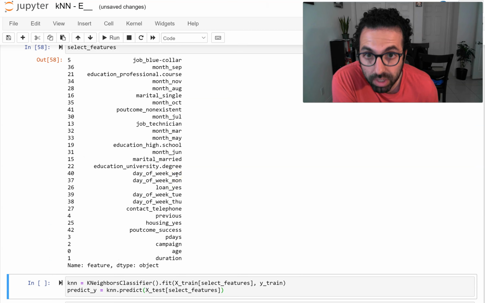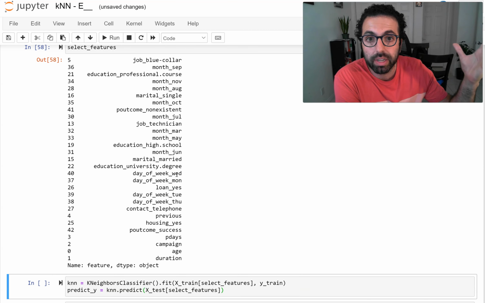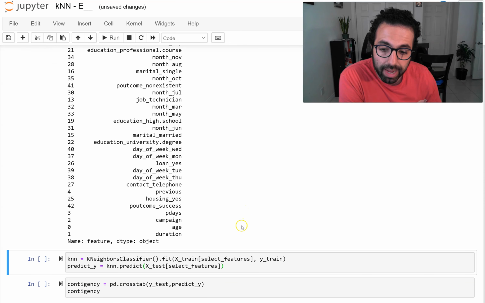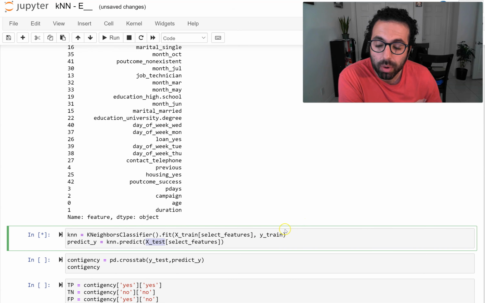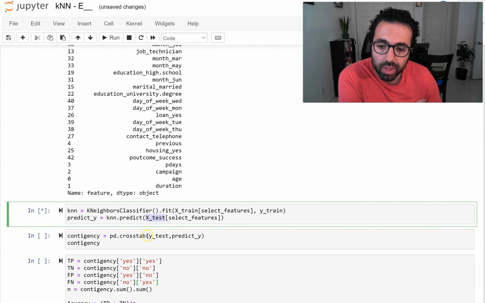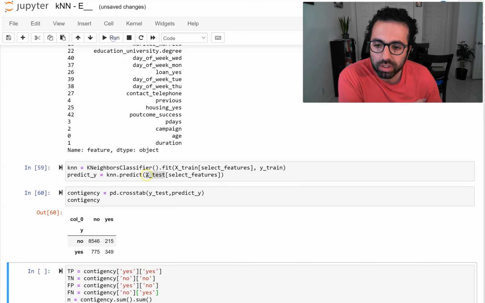So now that we have the selected features, the X train, Y train, X test, Y test, now we can go ahead and use K-neighbors classifiers and do the classification here. Once we do that, we will have a prediction for all of the members of the test set. Now, once this is run, we can do a contingency table to see the performance of our classification. So now we draw a contingency table.